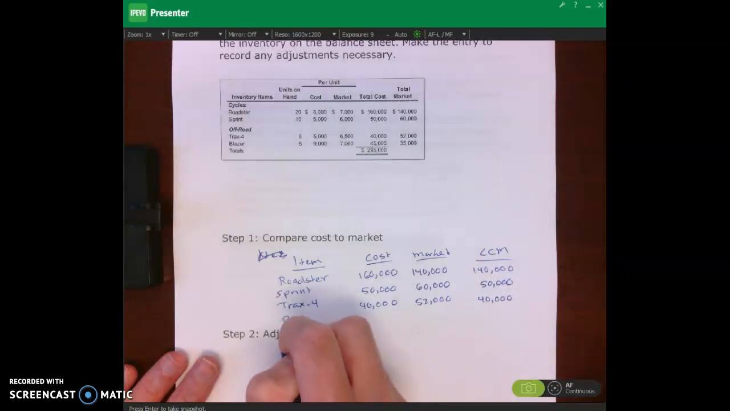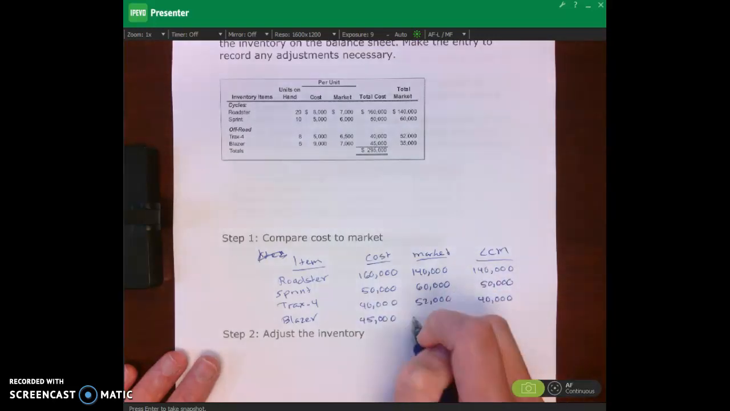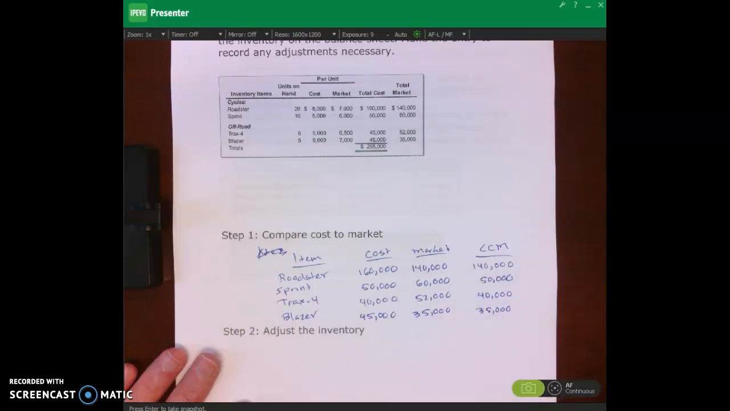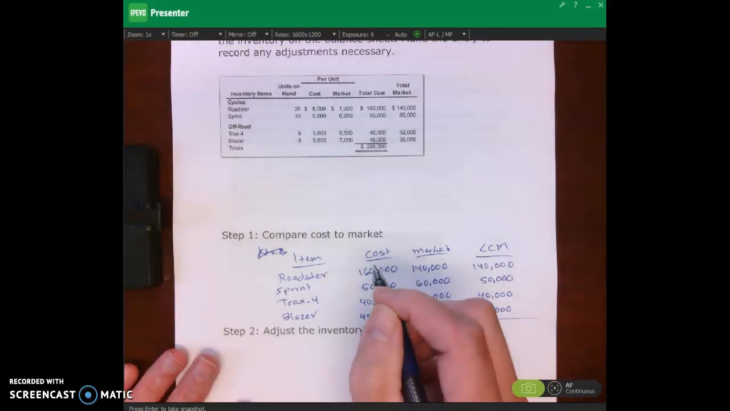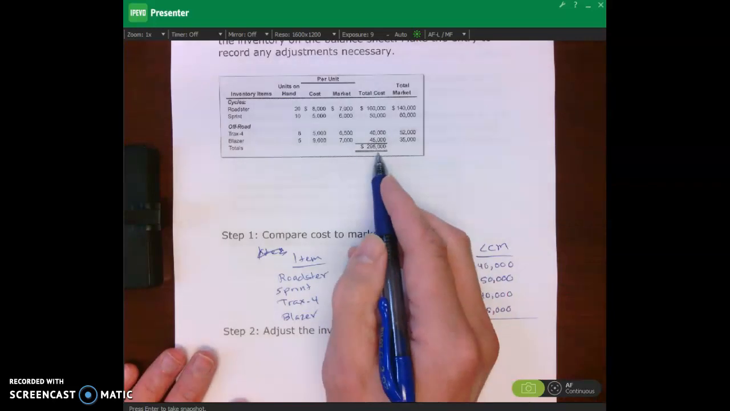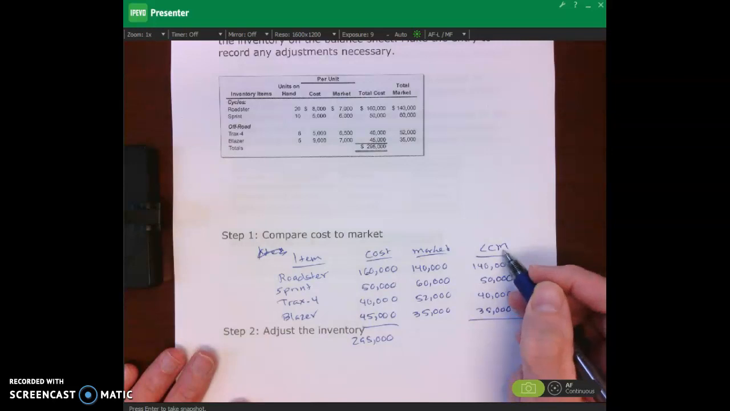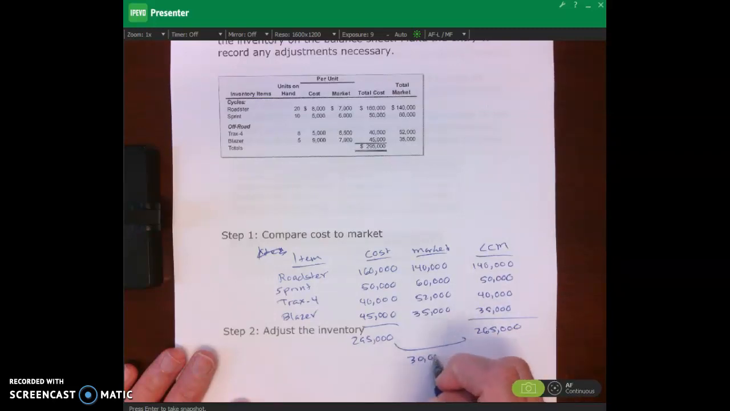And then finally, I can look at my last one, which is Blazer. Okay, and I say total cost is 45,000, and then market is 35,000. Which one is lower? You tell me. Market, 35,000, right over there. I add up all my LCM, and I'm going to add up all my costs right over here, and I have my total cost that is shown right up here at 295,000. And then my lower of cost or market is 265,000. So it's a difference of 30,000, right?